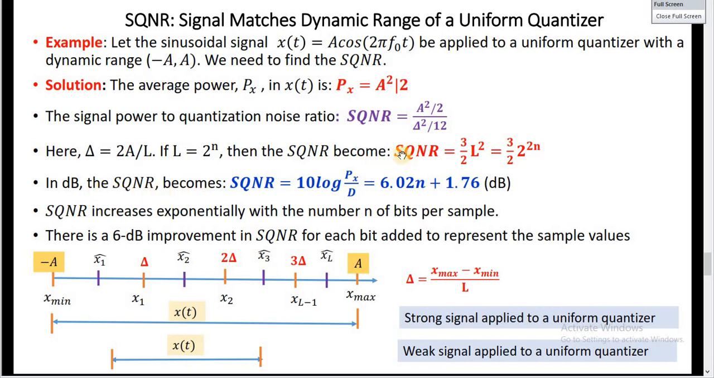Sometimes it's convenient to express the signal to quantization noise ratio in decibels, so we take 10 log to base 10 of this ratio. The result is 6.02 N plus 1.76 dB. So we have two remarks regarding the signal to quantization noise ratio. First, the signal to quantization noise ratio increases exponentially with the number of binary digits N. We have an exponential relationship 2 to the power 2N, which means that the signal to noise ratio increases exponentially with the number of binary digits.